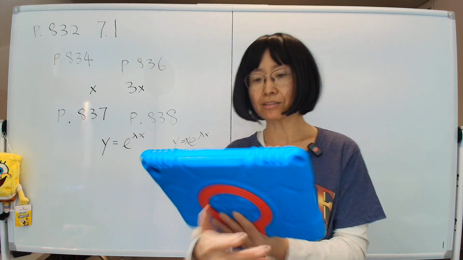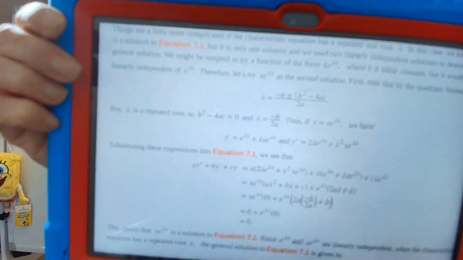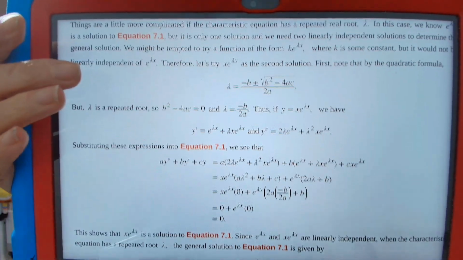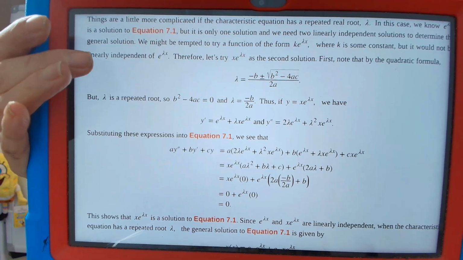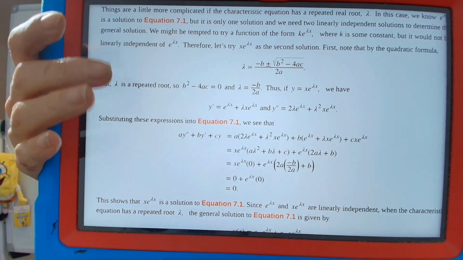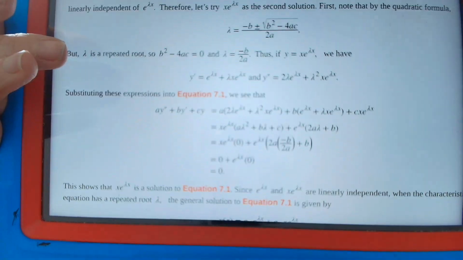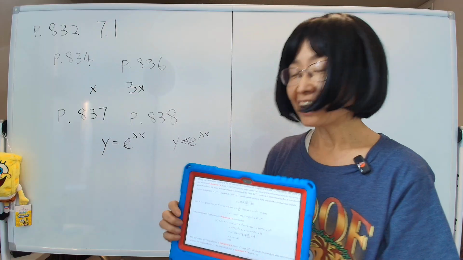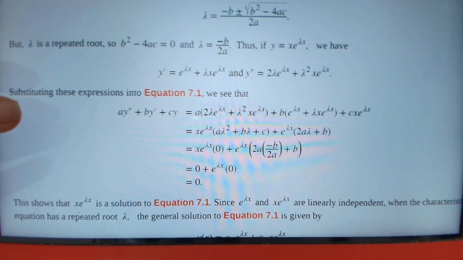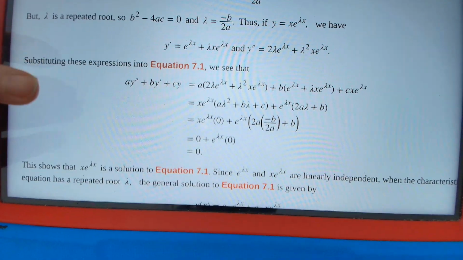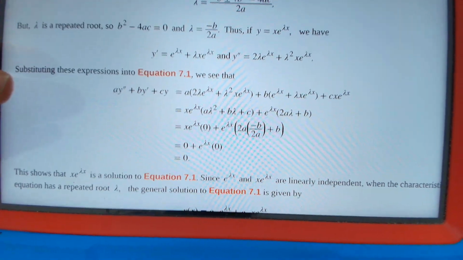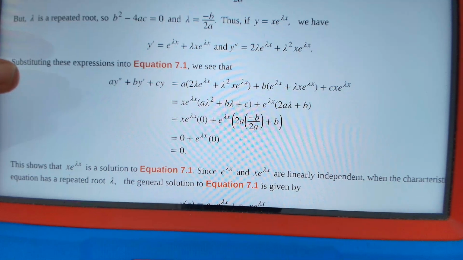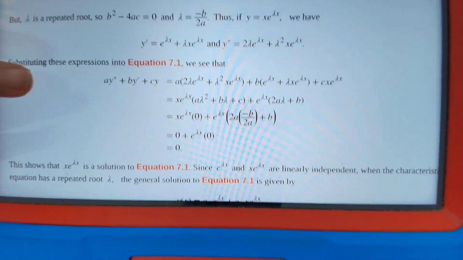And the reason it also works is because lambda is now a double root, which means in that case b squared minus 4ac equals 0. Which means lambda equals minus b over 2a. So if you choose this new solution, x times whatever, and then you plug everything in, you notice that here's where we are plugging it in. Please do this part of the algebra as part of your homework, or you can just stare at it right now, I guess. Either way, make sure you see why this is working out.